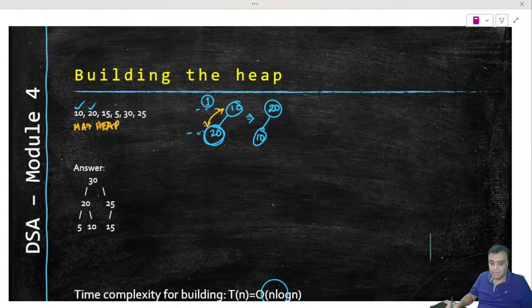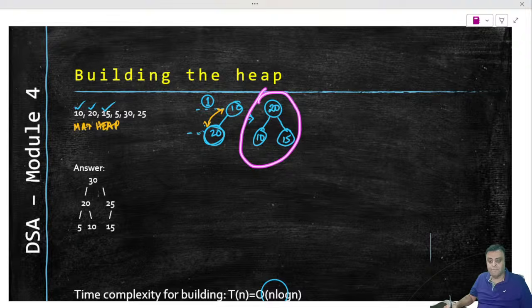So the next element is 15. So the only area I can put 15 is here. I cannot go down, otherwise it will not be a complete binary tree. So the only area I can put it is here. Now putting it here, does it disturb this being a heap? No, because all the elements below 20 are less than 20. So this is a perfectly valid heap, right?